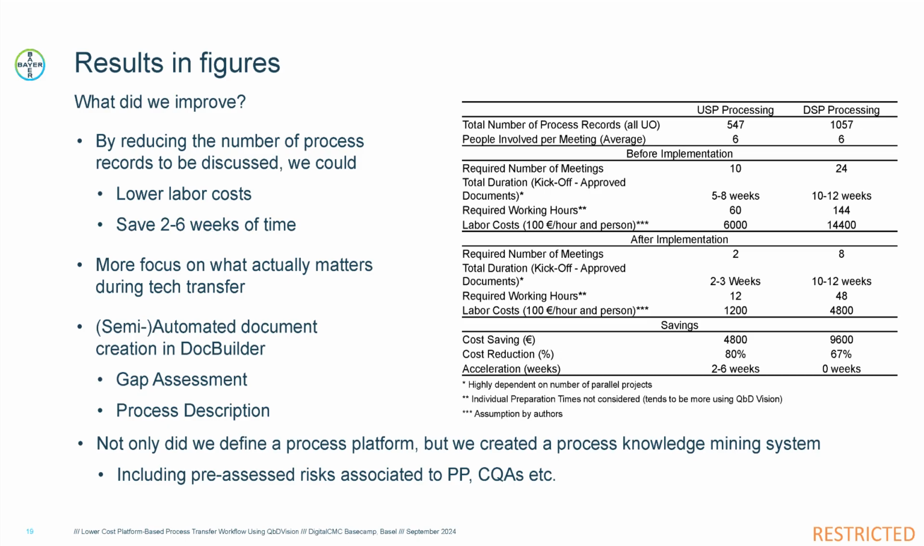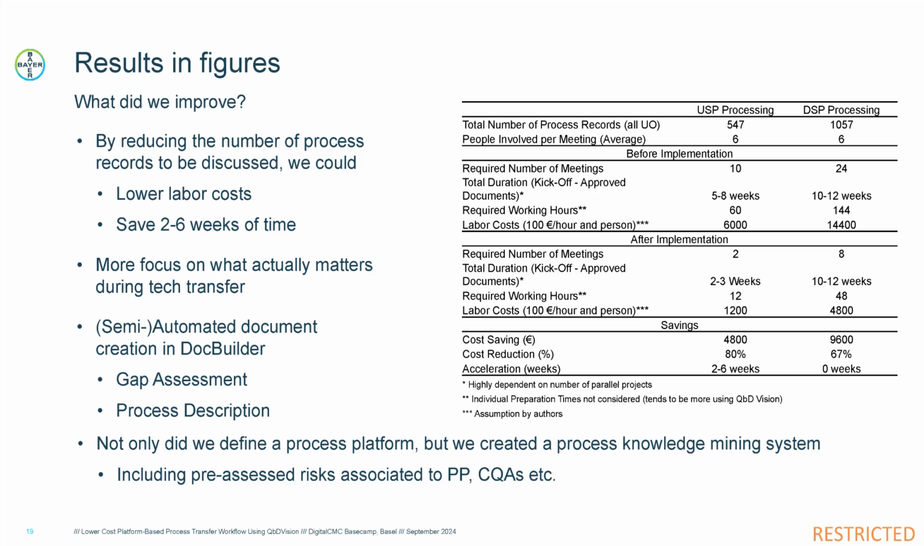So if you look at the numbers, they're a little bit based on assumptions. We calculated, for example, $100 per working hour. And that's how we came up with these numbers at the end. But basically, bottom line is we reduced the timelines, I think the saving was 2 to 6 weeks compared to before, and we could reduce the number of meetings and the time spent doing tech transfer.